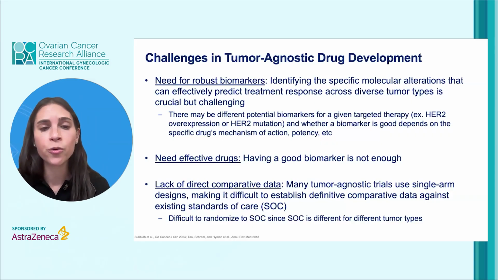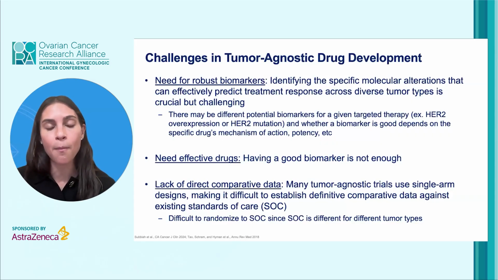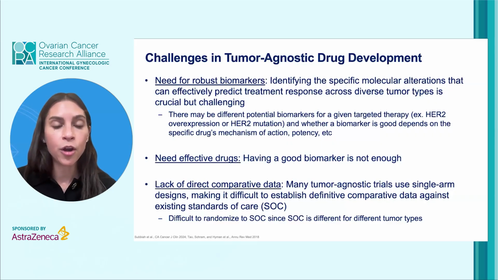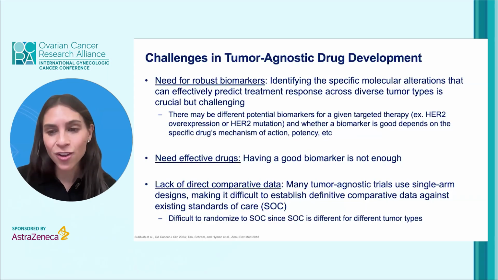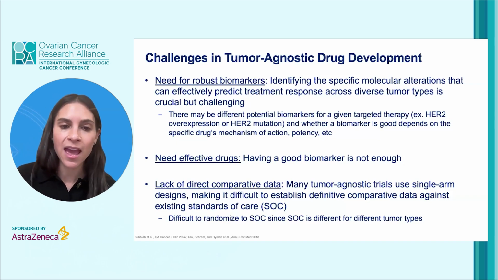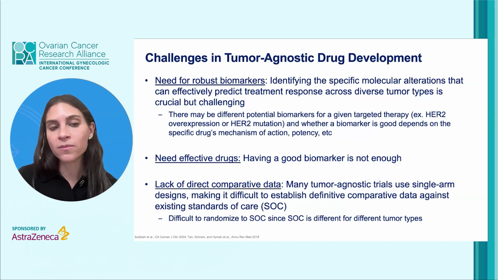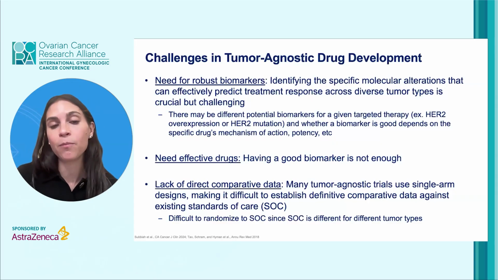We talked a bit about HER2 and how HER2 3+ on immunohistochemistry is a biomarker for trastuzumab deruxtecan. But what about HER2 2+? Or what about genetic mutations in HER2? There may be a few different potential biomarkers for trastuzumab deruxtecan, and it may work slightly less or more well, depending on the specific biomarker that you choose.